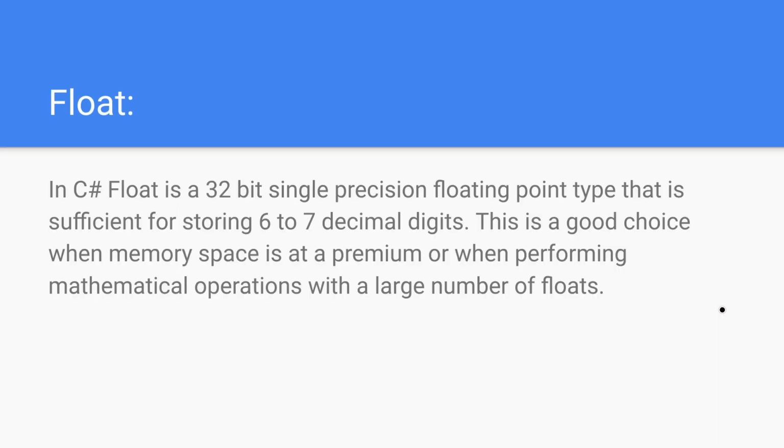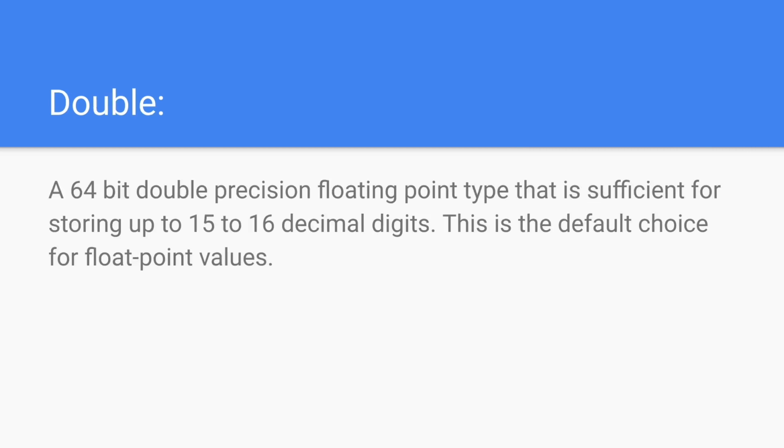Alright, so first we have a float. In C#, float is a 32-bit single precision floating point type that is sufficient for storing 6 to 7 decimal digits. And this is actually useful when you have space efficiency. You need to write a program which is space efficient, or you need to perform mathematical operations with a large number of floats, right?